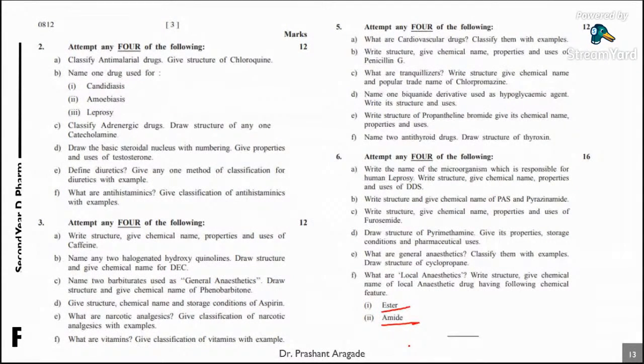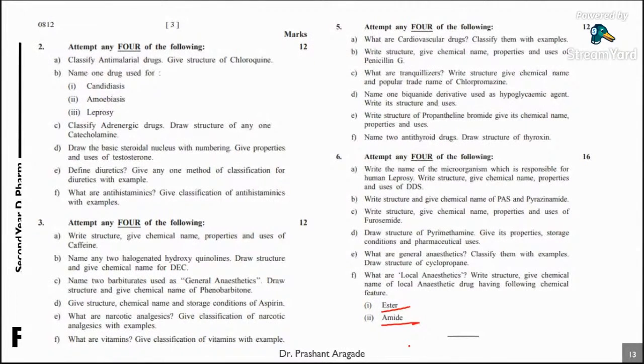That's why I initially told you that if you know the functional groups, then it will be very easy to remember the chemical structure, isn't it? So if you know the ester functional groups, or if you know the amide functional groups, only then can you draw the structure of local anesthetics that contain these functional groups. So this type of question may be asked in your exam.